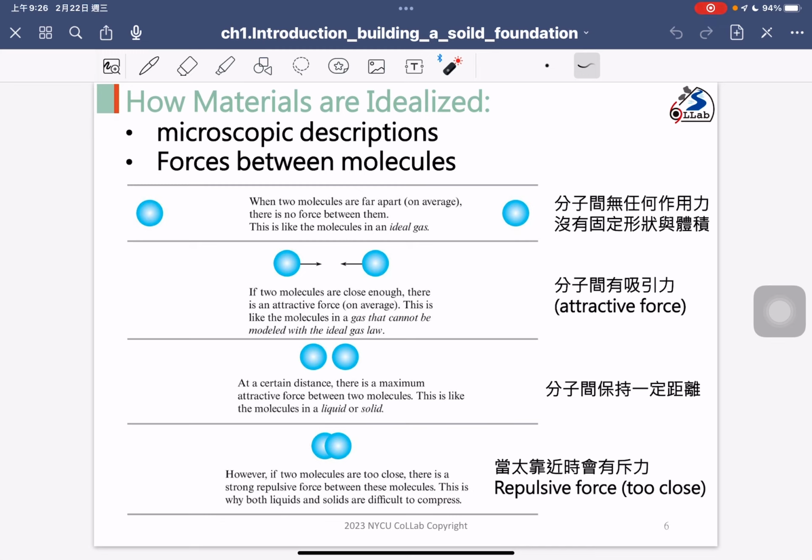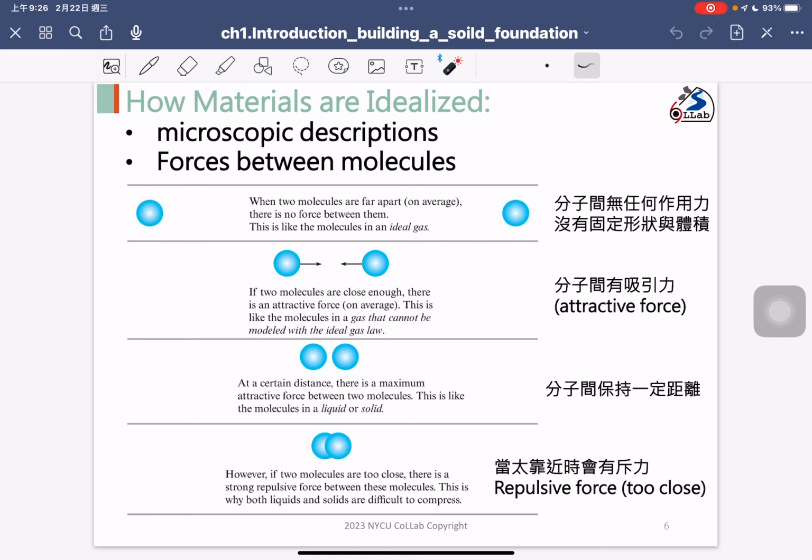So for the bottom one, if two molecules are too close, then we will have a strong repulsive force. That's very easy to think about, because if they are too close we will have a repulsive force, which indicates the two molecules are very difficult to compress. So that's a conclusion here: the liquid and the solid are difficult to compress because the molecules are too close, and there is a repulsive force between the two molecules.